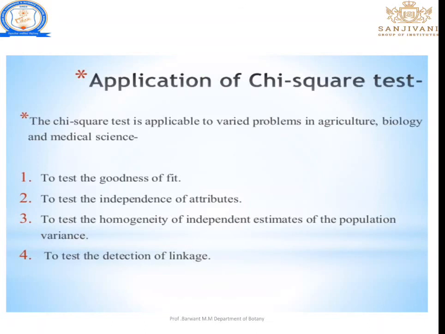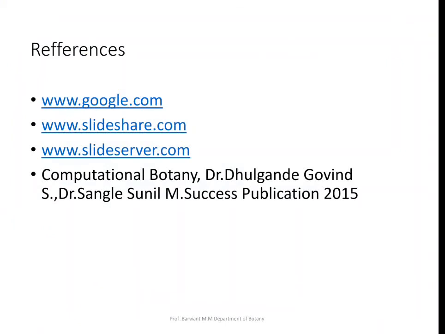It is used to test the goodness of fit. Goodness of fit means how much success you are getting in your experiment; that is known as goodness of fit. It is also used to test independence of attributes, to test homogeneity, to estimate the population variance, and to test the detection of linkage. That overall is prepared from the given references.